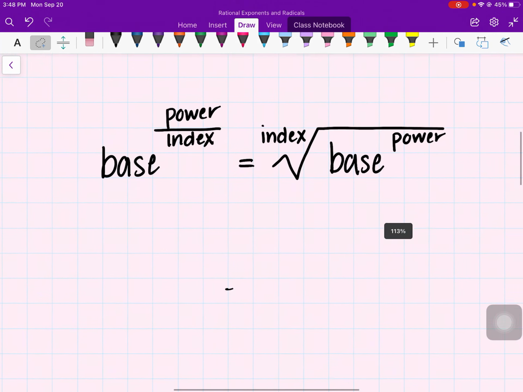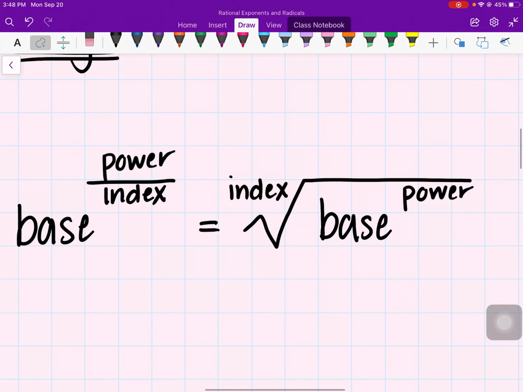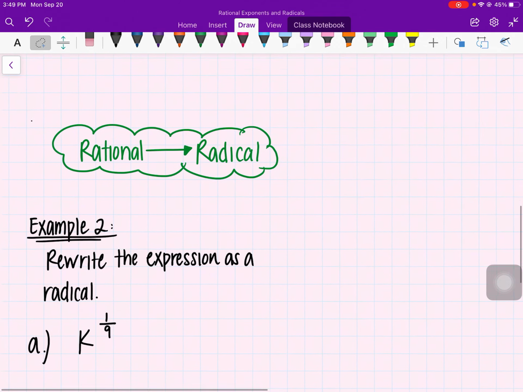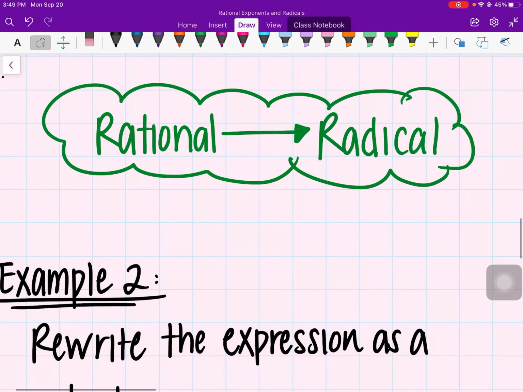Now, let's go ahead and take a look at this here, guys. This is actually the format if you want to rewrite a rational expression as a radical. So once again, from rational to radical, this is what it is. All right, let's move on to the next one. We're focused once again on going from rational to radical.